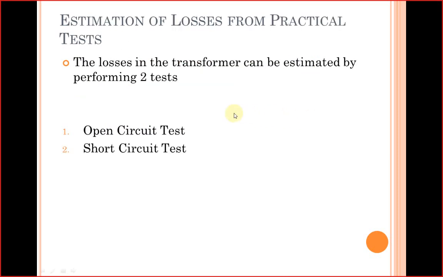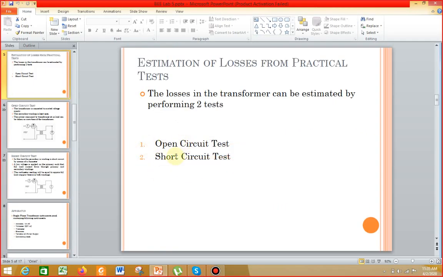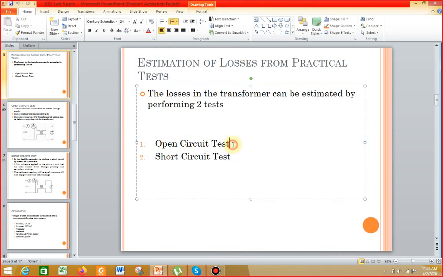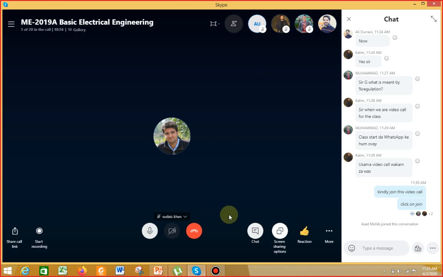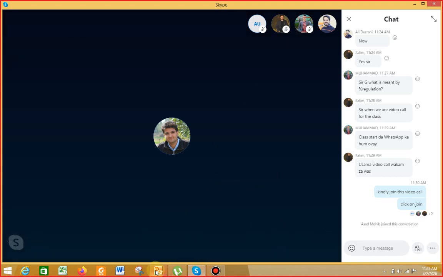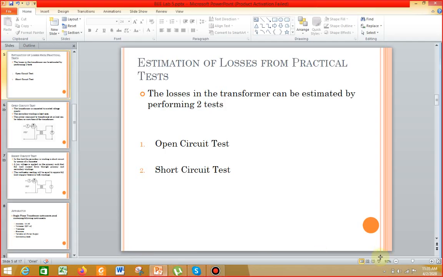Now how can we measure, or how can we simply estimate these losses? There are two methods. One is the open circuit test and the other is the short circuit test. I will also look around if anyone has any questions. So far there are no questions.